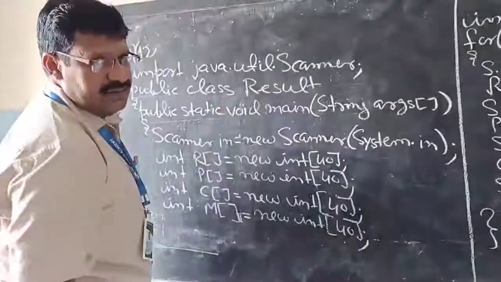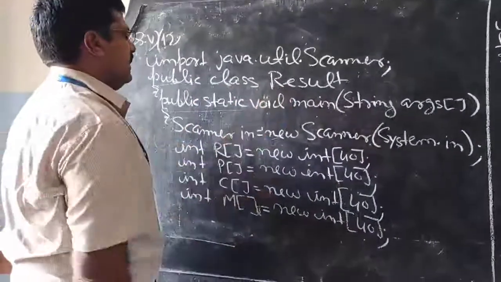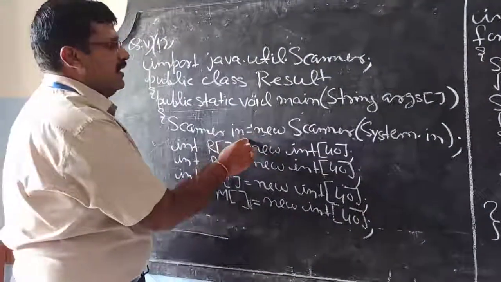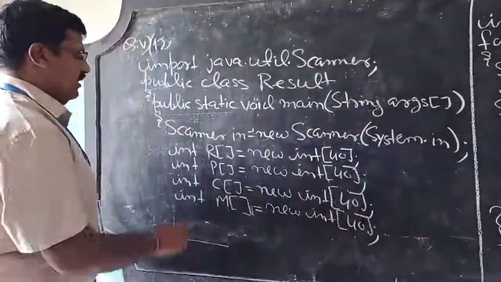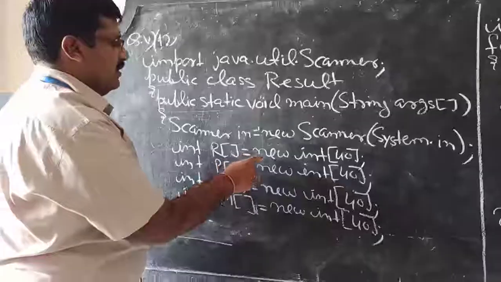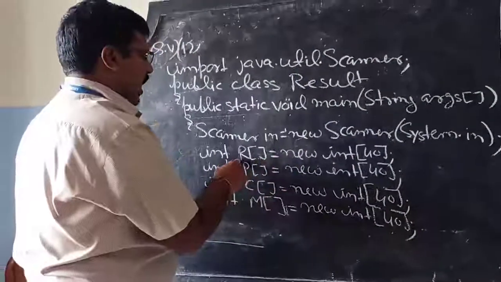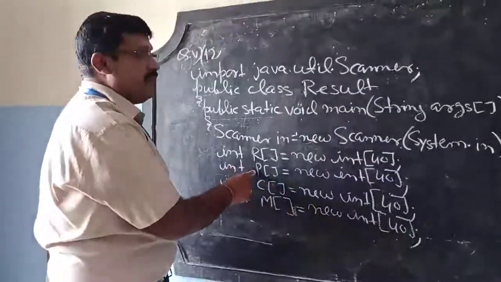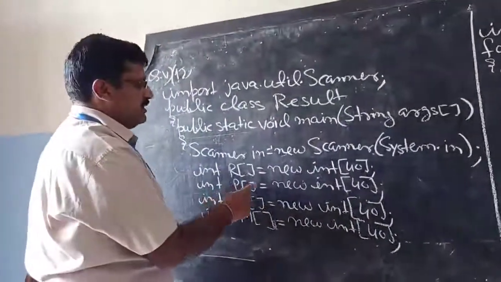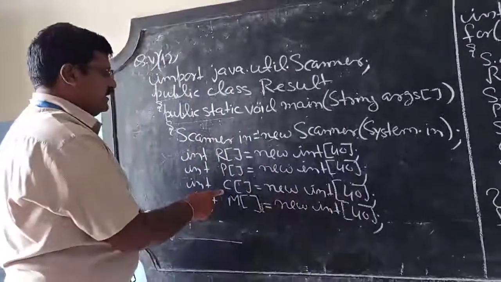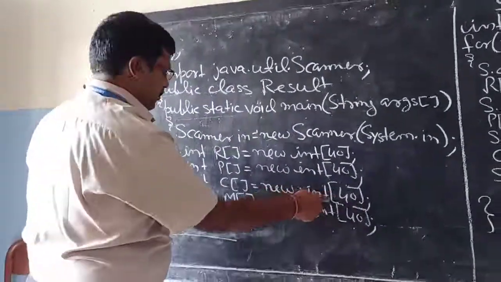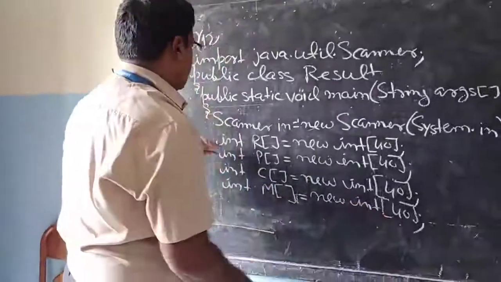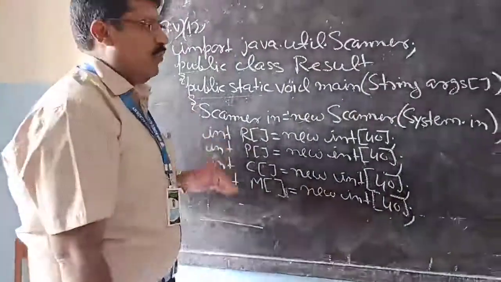Public class result. Class name Result. Public static void main method. Scanner in equal to new Scanner(System.in). int R[] for the roll number, new int[40]. R is a single dimensional array. What is the size of the array? 40. int P[] for the physics marks, new int[40]. int C[] for the chemistry marks, new int[40]. int M[] for the maths marks, new int[40]. So how many arrays have we declared? We have declared 4 arrays.